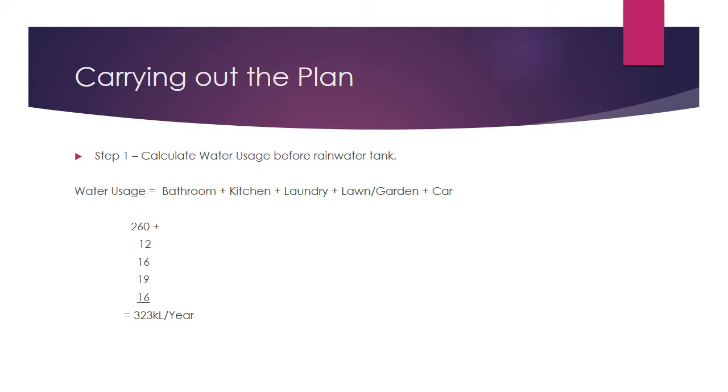Now that we have devised a plan, we need to carry out the plan. Step 1 involves calculating the water usage before the rainwater tank existed. This can be done by the bathroom plus the kitchen plus the laundry plus the lawn and garden plus the car, which is bathroom 260 plus 12 at the kitchen, laundry 16, lawn and garden 19, and car 16, which ends up equaling 323 kilolitres per year.